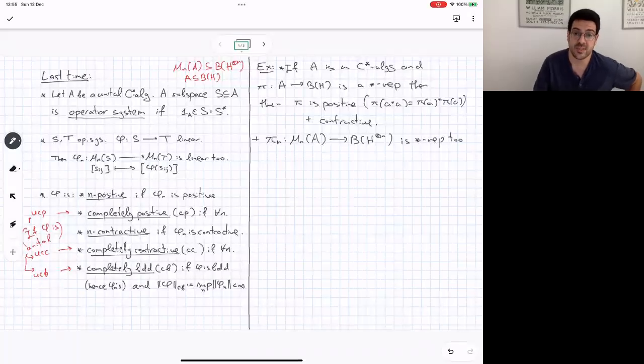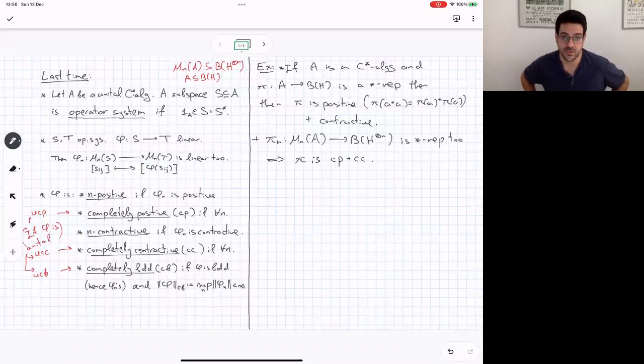So it is also positive and also contractive. So pi is CP plus CC, completely positive and completely contractive. And if it was unital, then it is unital completely positive and unital completely contractive. Okay.